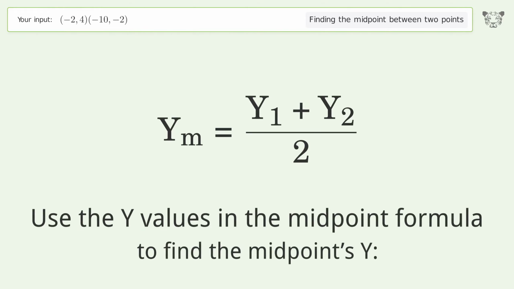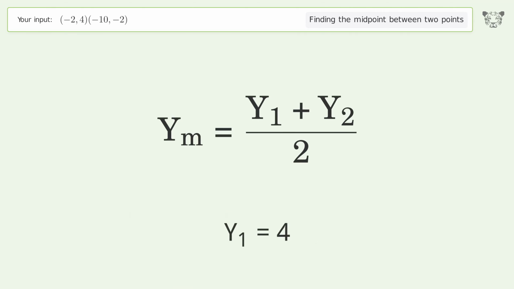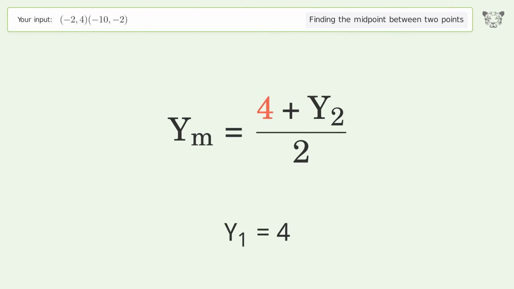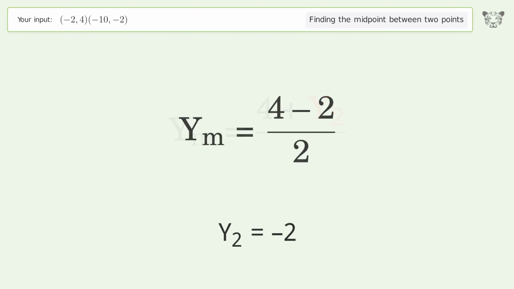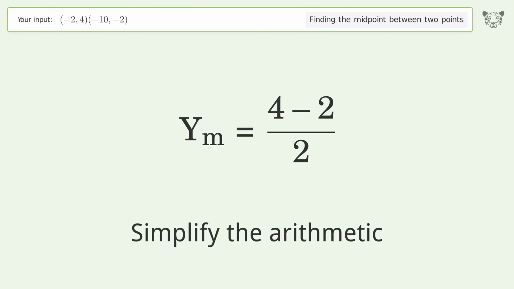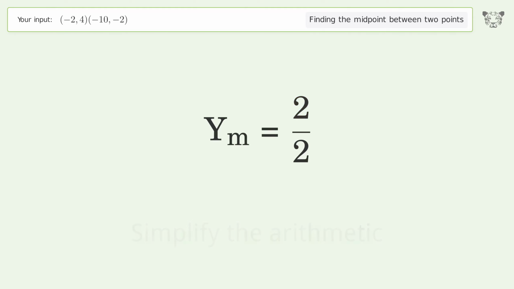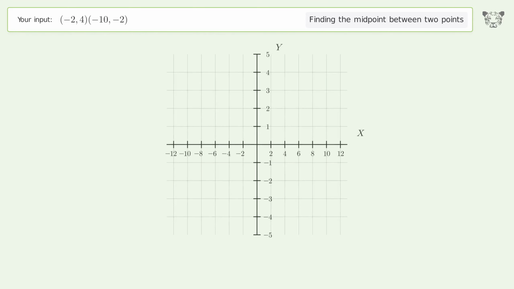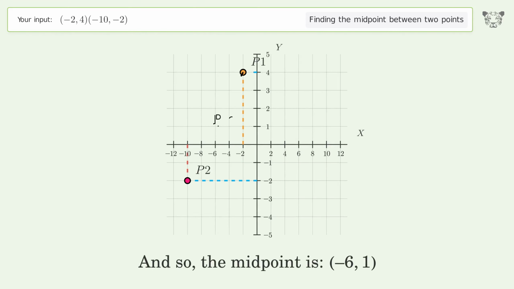Use the y values in the midpoint formula to find the midpoint's y. y1 equals 4. y2 equals -2. Simplify the arithmetic. And so, the midpoint is -6, 1.